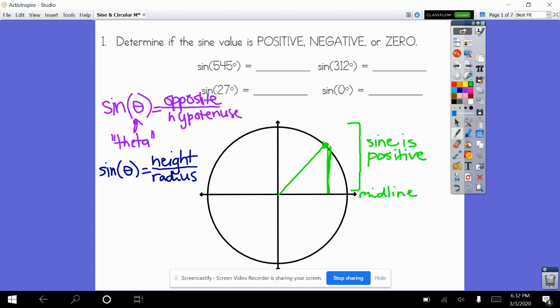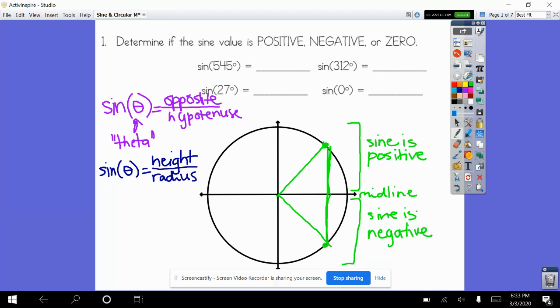Now, any point below is going to be negative, because here our height is going down. Our height from the center is negative, or the height from the midline is negative. So since the radius is always positive and the height is negative below the midline, our sine ratio is also going to be negative below the midline. So sine is negative.